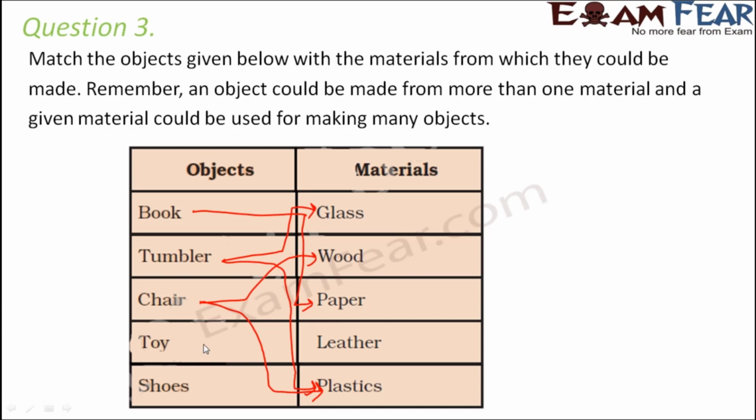Think of a toy. A toy can be made up of wood. A toy can also be made up of plastic, of course. And a toy can also be made up of paper. For example, the paper planes and paper boats are made up of paper. Think of shoes. Shoes are made up of leather, yes, but glass shoes, wooden shoes, paper shoes, not really. So leather can make shoes. That way, looking at the properties of the materials, you can decide which material can make which object.